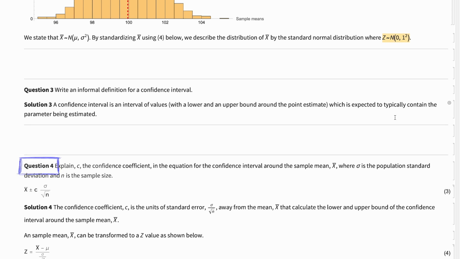Great, right? An informal definition for a confidence interval. I've written here, a confidence interval is an interval of values with a lower and an upper bound around the point estimate, which is expected to typically contain the parameter being estimated. So if I have a sample mean, I'm going to calculate a lower bound and an upper bound around that mean, and I have a certain confidence that within that interval, I will find the population parameter of interest. In other words, the population mean for our example.